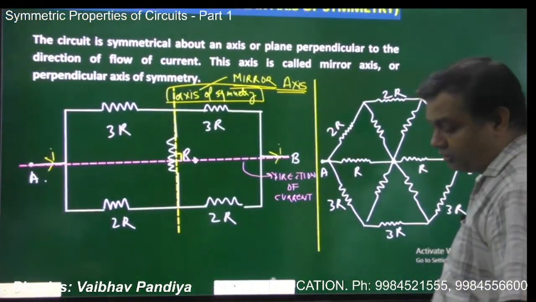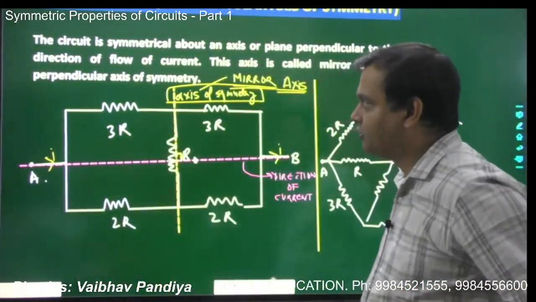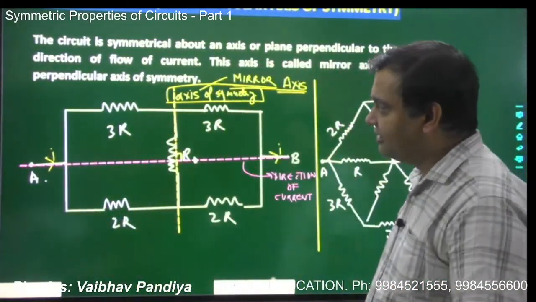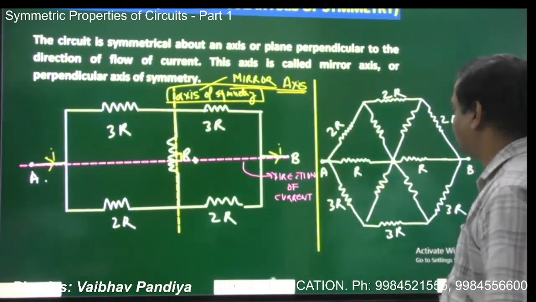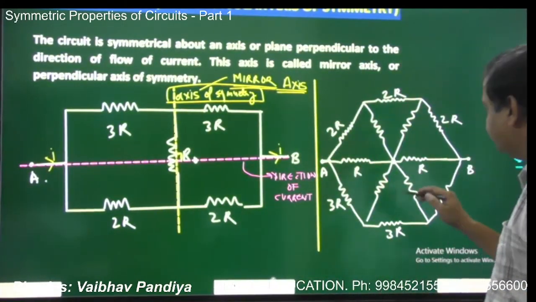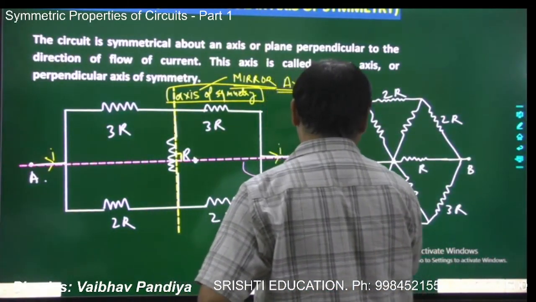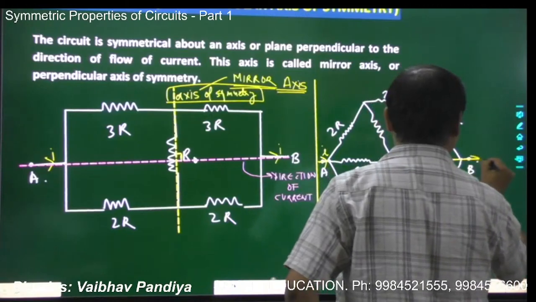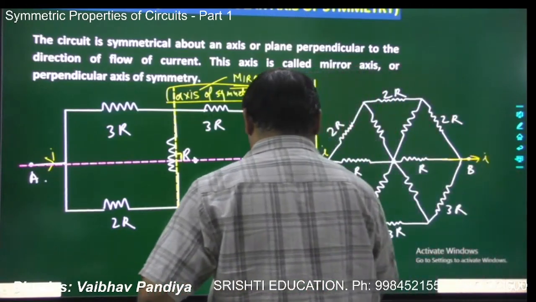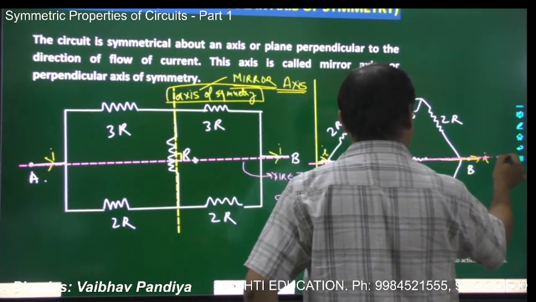So first of all, for applying the properties of the mirror symmetry, which we are going to explore shortly, the very first thing you have to check is whether the circuit has a mirror symmetry or not. So see this illustration. Suppose a cell is connected between A and B, and this is the main current I, and this is the current I leaving. So this will be the main direction of current.